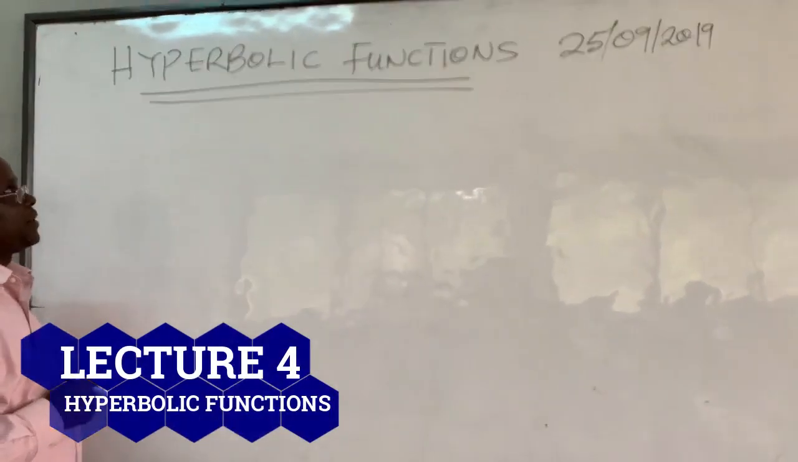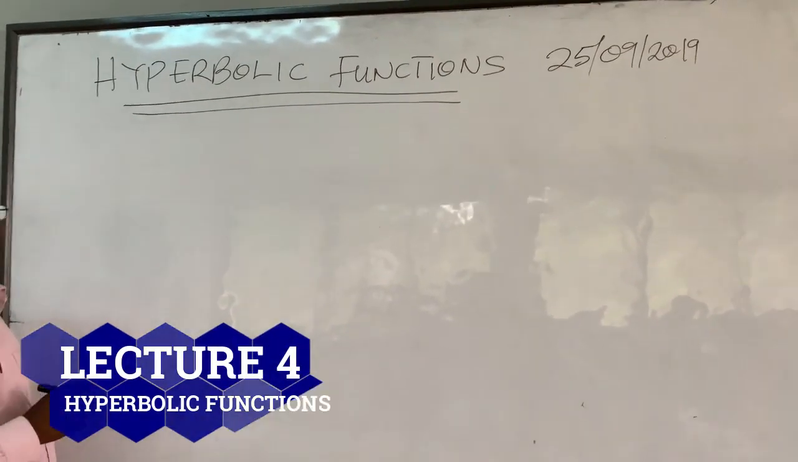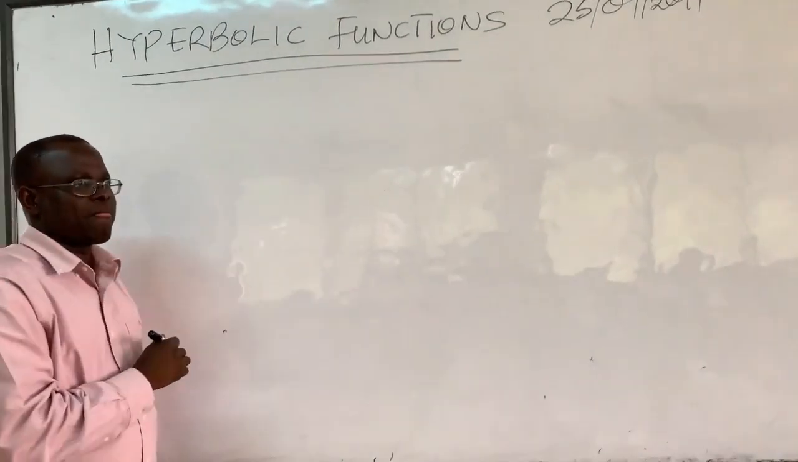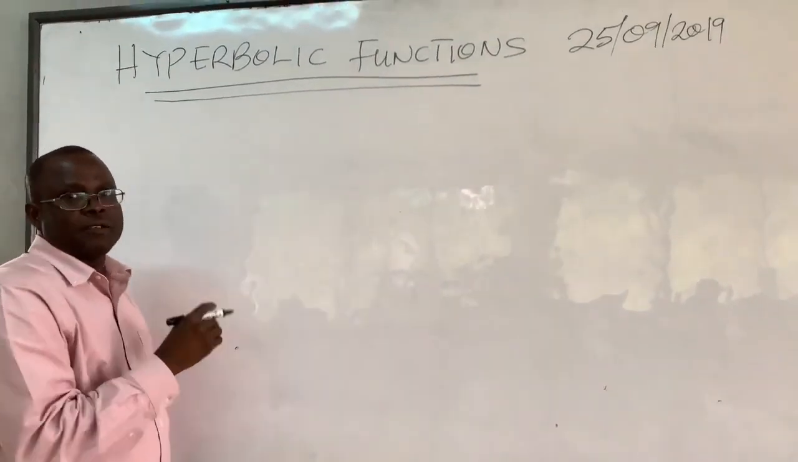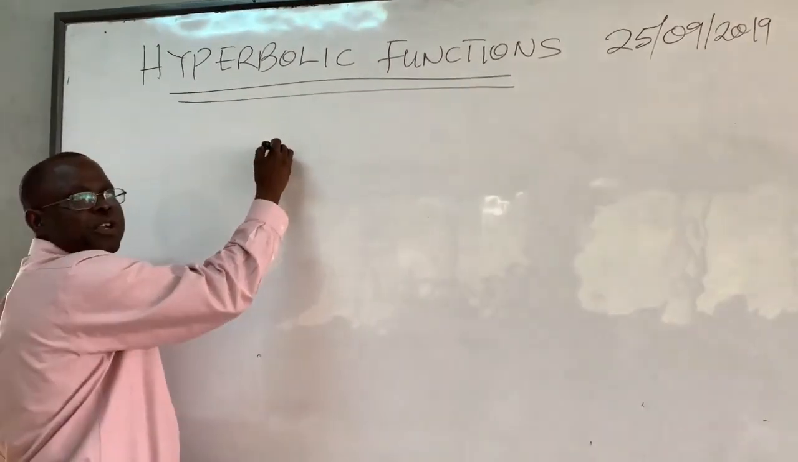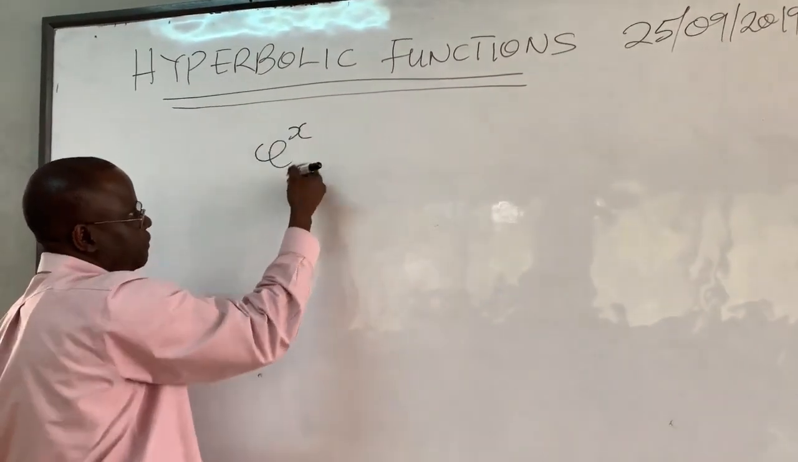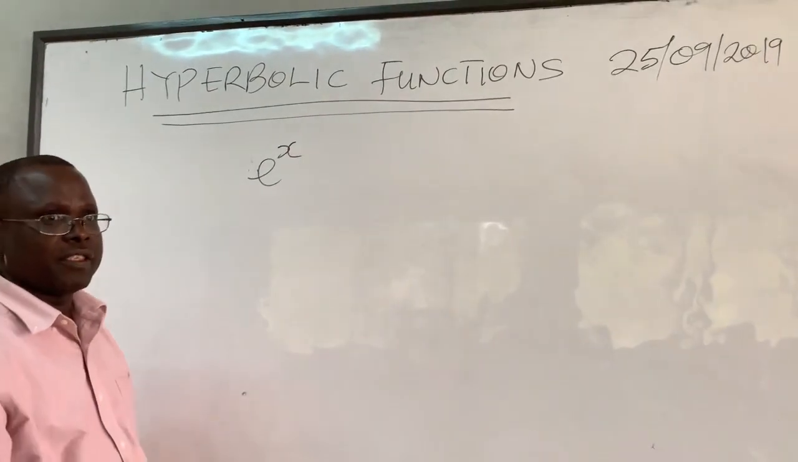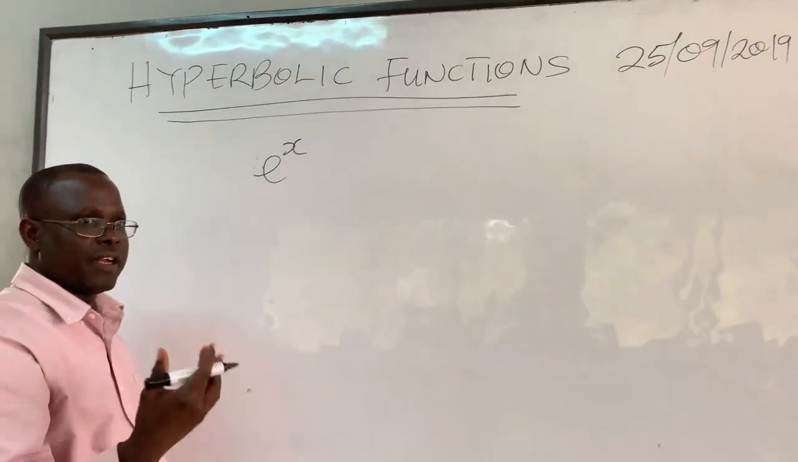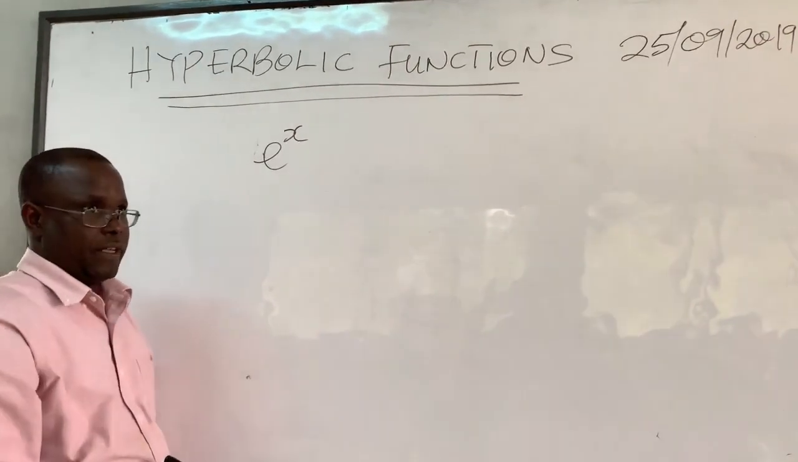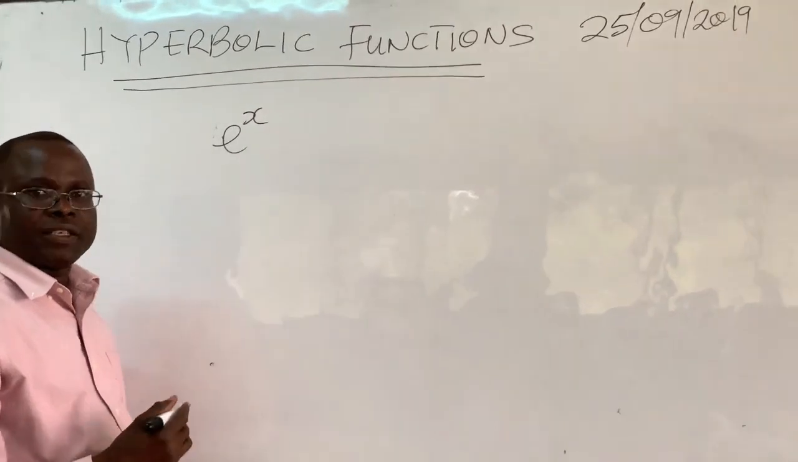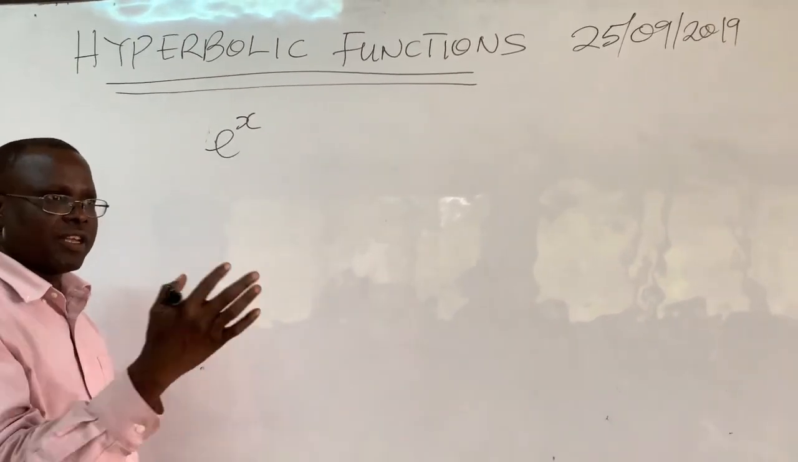So today we want to start with hyperbolic functions. These functions arose as a result of the fact that the exponential functions occur frequently in certain expressions in mathematics, engineering, physics, and other fields. And so there's a theory that says that given any function, you can write it as the sum of an even and an odd function.